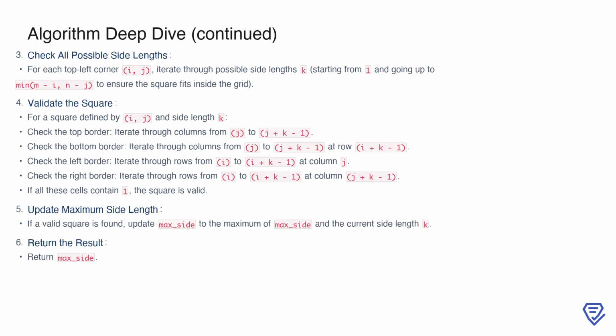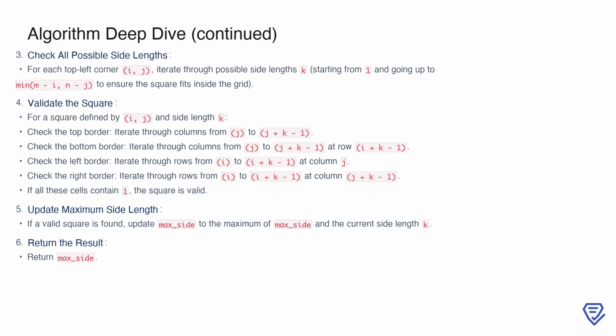Once we have a top left corner, the next step is to explore all possible side lengths for the square. The maximum possible side length is determined by ensuring the square fits within the grid. For a given square, we validate its borders by checking if all the cells along the top, bottom, left, and right edges are ones. Specifically, the top border is checked by iterating through the columns from the top left corner, the bottom border by iterating through the columns at the bottom row of the square, and similarly for the left and right borders using their respective rows.